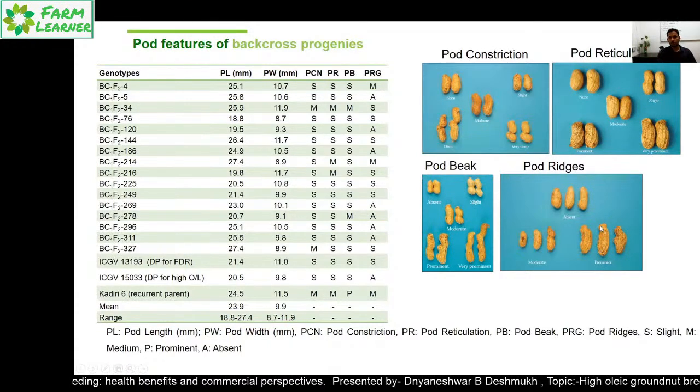There, horizontal lines, a horizontal texture, are present on the groundnut. Any farmer will be looking for groundnut with lesser pod ridges, slight pod beak, moderate constriction and moderate reticulation. So that's how we screen these different lines for pod features, and we got many lines which were slight to moderate in all these pod features.